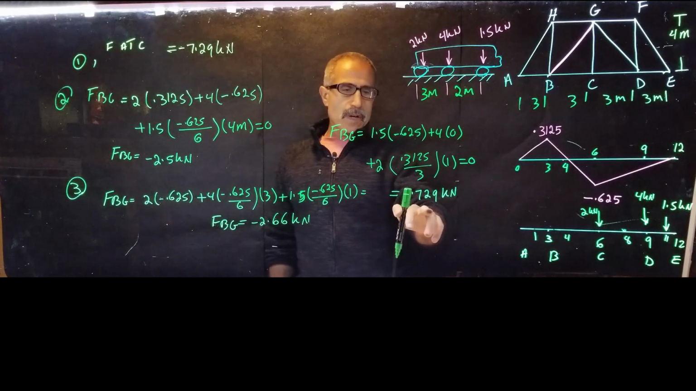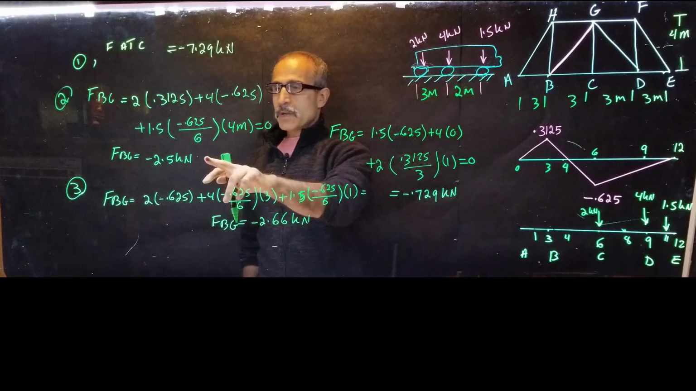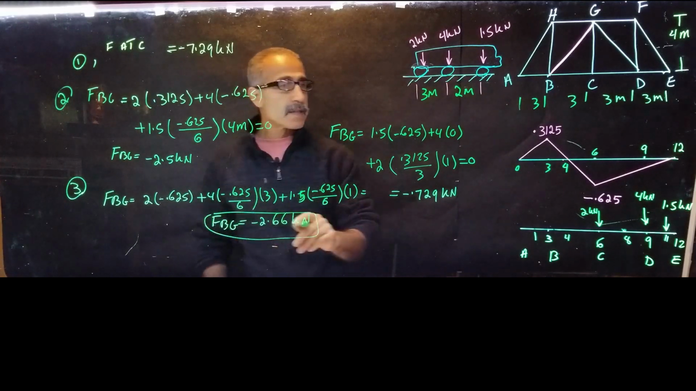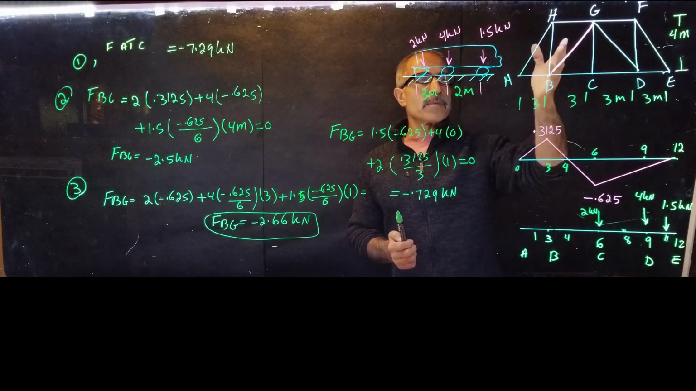So the first one came out to this, the second came out to this, and this is the maximum right here. So when the last wheel hits point C, that's where the maximum compression force is on member BG.